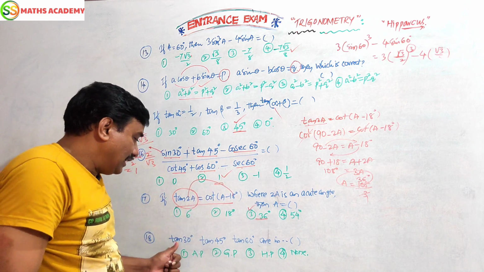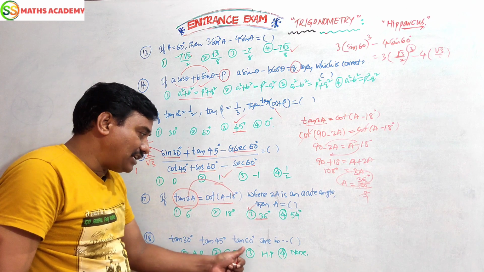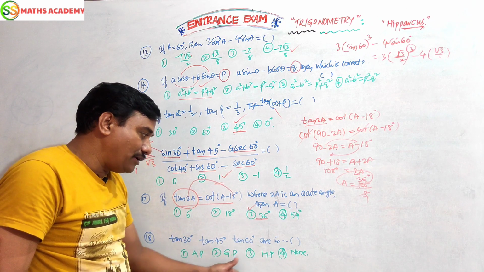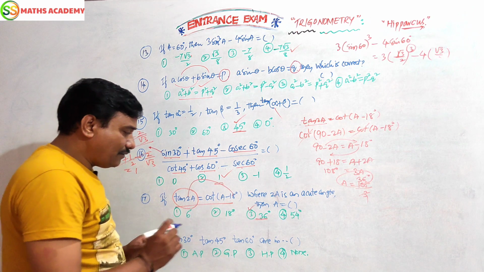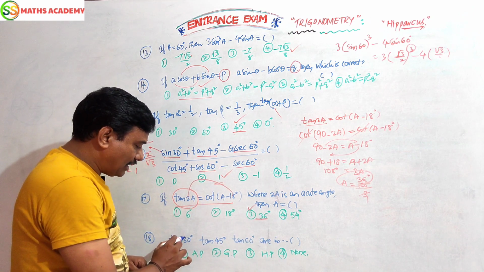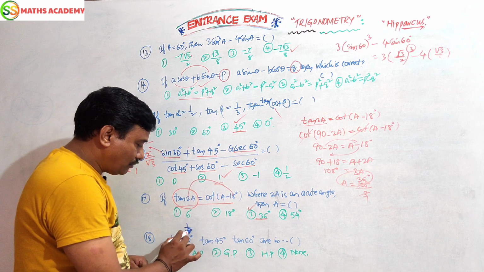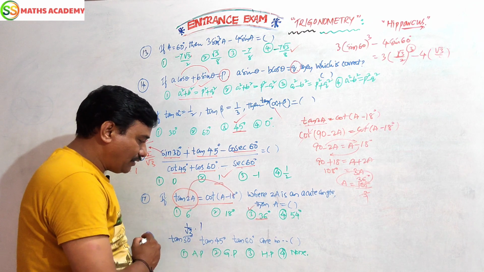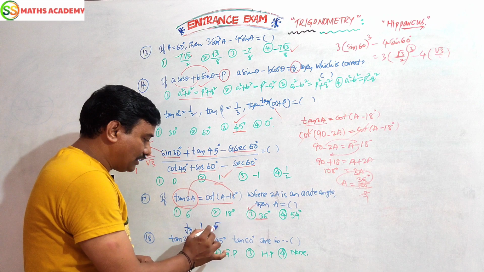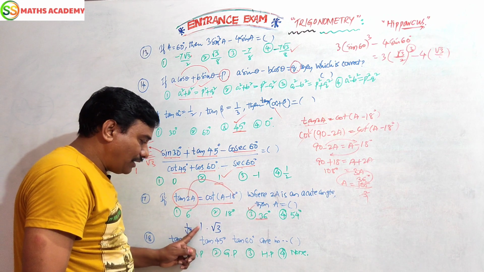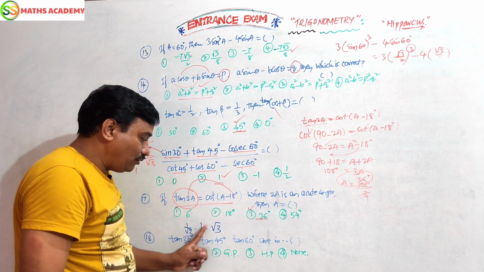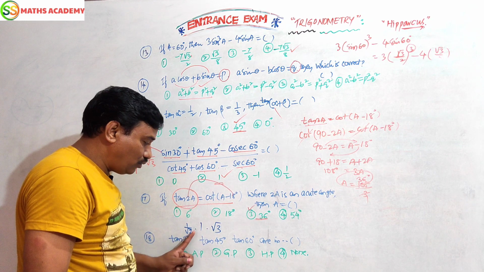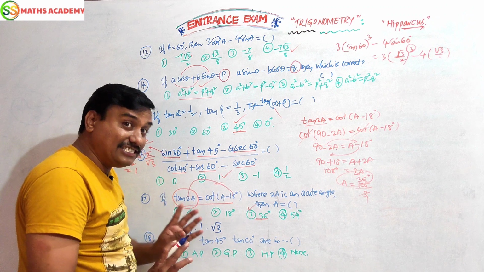Okay. Next, tan 30, tan 45, tan 60 are in AP or GP or harmonic progression. It is in AP or GP. Simple. For example, I have to check it. Tan 30 is 1 by root 3, tan 45 is 1, tan 60 is root 3. If you multiply these three, 1 by root 3 into 1 into root 3, you are getting 1. Maybe it is in GP.